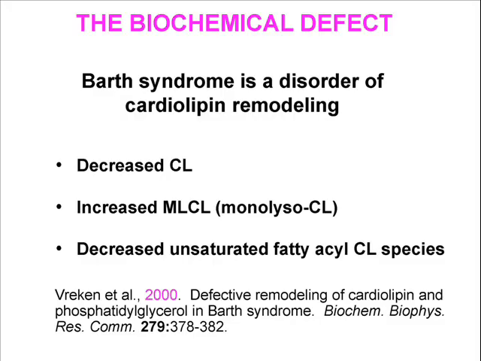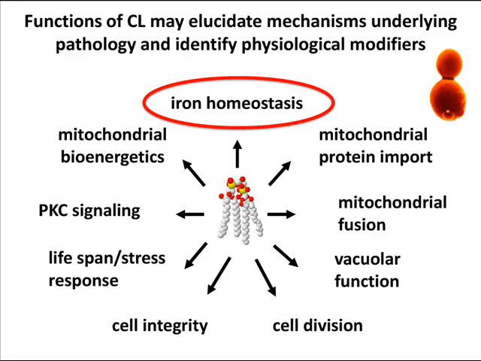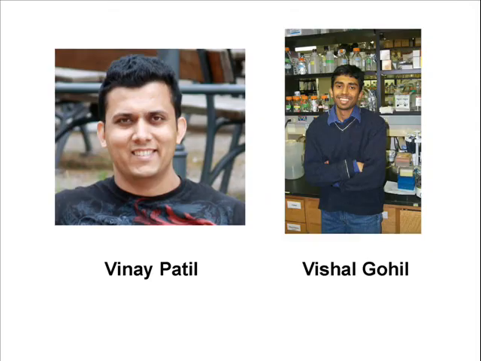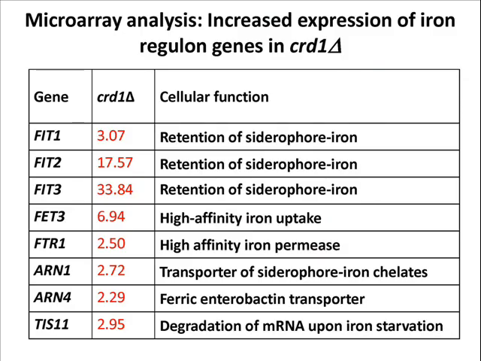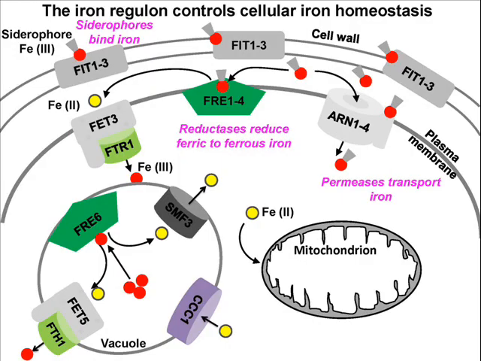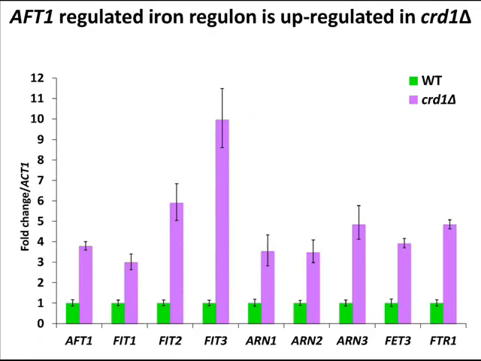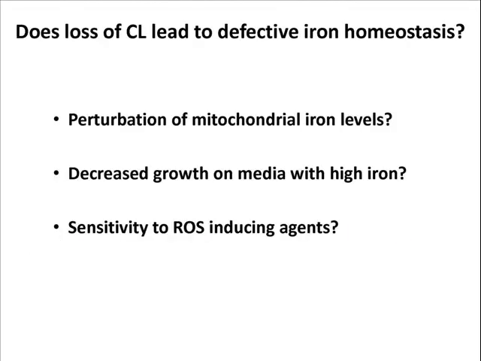In my laboratory, we've been interested in understanding the functions of cardiolipin for many years. And we have determined that cardiolipin plays an important role in many essential cellular functions. What I'd like to talk about today is the role of cardiolipin particularly in iron homeostasis. And there will be echoes of Richard Kelly's talk towards the end, as we'll hopefully talk about how this is relevant to Barth syndrome.